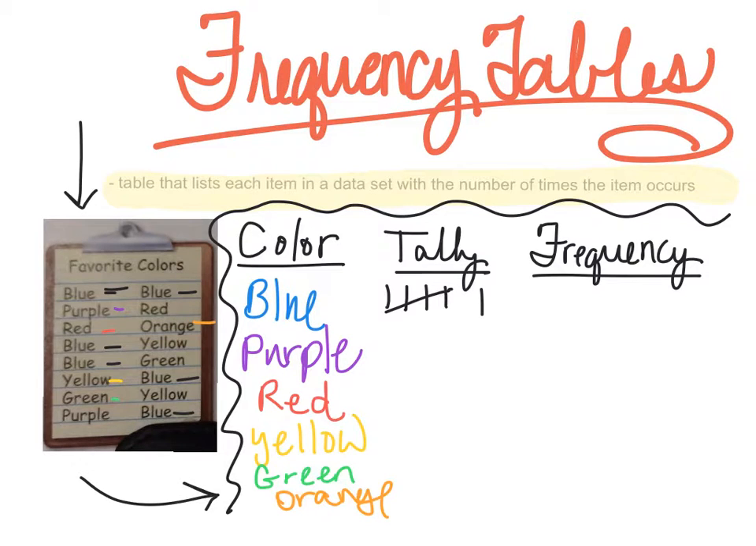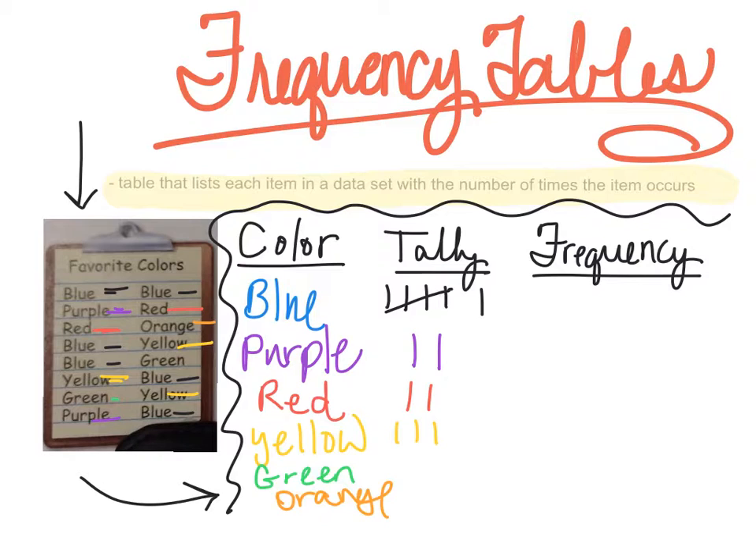Now we're going to do the same thing for purple. 1, 2, okay, just 2. Now we're going to do the same thing for red. 1, 2, just 2 for red. Same thing for yellow. 1, 2, 3.